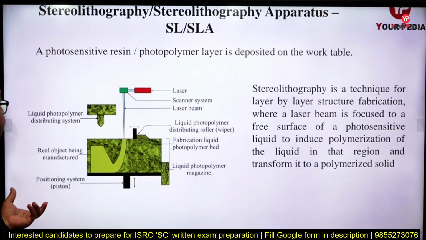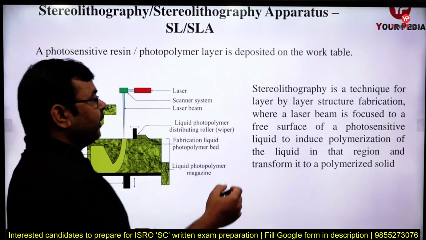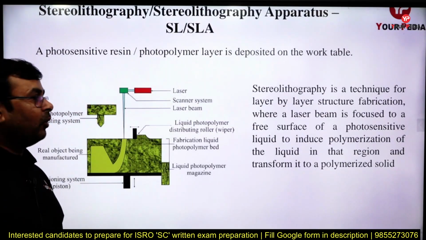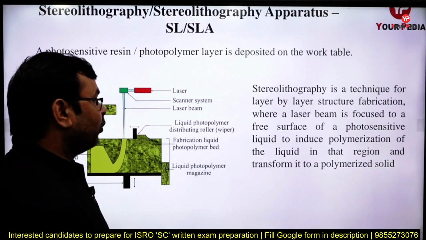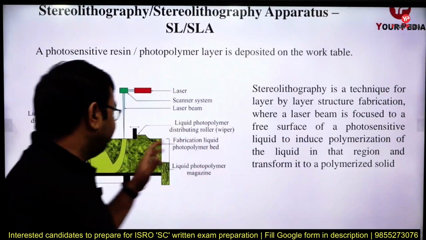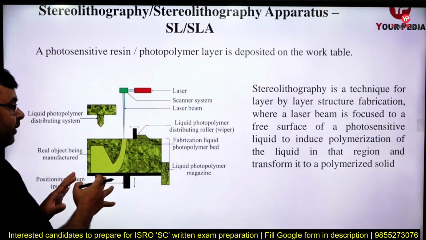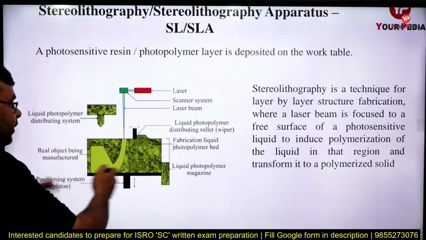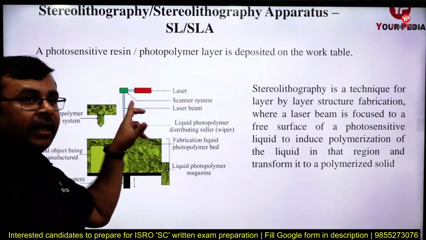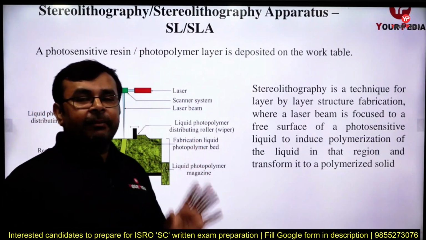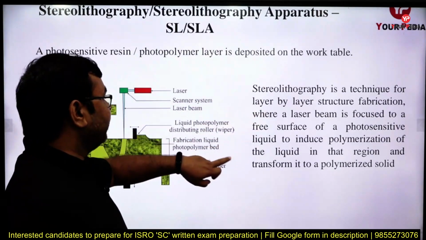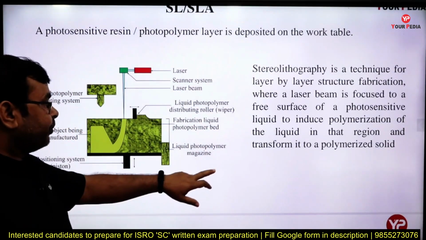Obviously, stereolithography is a technique using layer by layer structural fabrication, where a laser beam is focused on the free surface of a photosensitive liquid to induce polymerization. Here you can see a tank with a build platform, filled with a liquid resin, and with the help of laser light we can cure it according to the shape required. This is called the stereolithography process, is it clear?